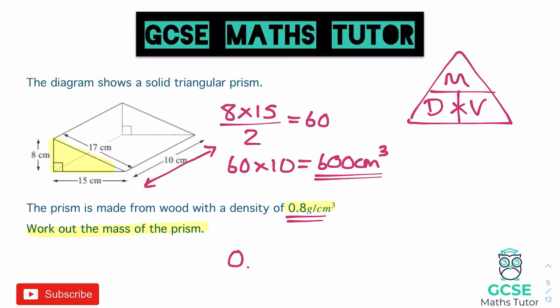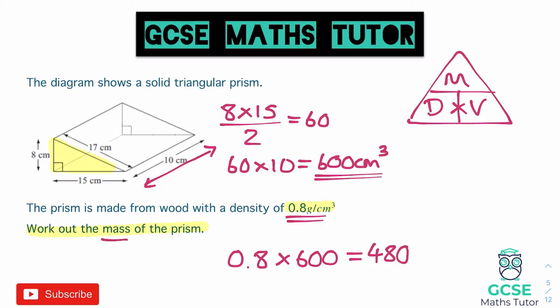So the density is 0.8 as given to us in the question, and we would multiply that by the 600, the volume that we've just calculated, and that'd be 0.8 multiplied by 600, which gives us a final answer of 480.